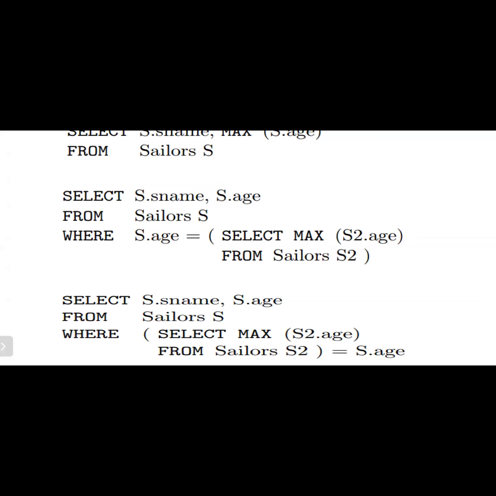Select s.sname, s.age from sailors s where s.age is equal to... so we can write the subquery. Select max(s2.age) from sailors s2.